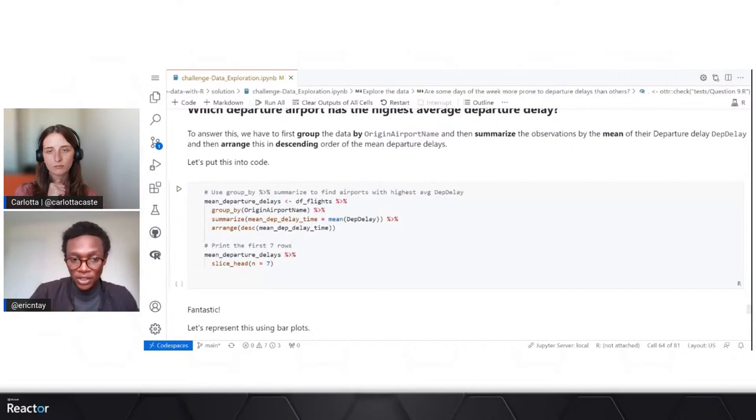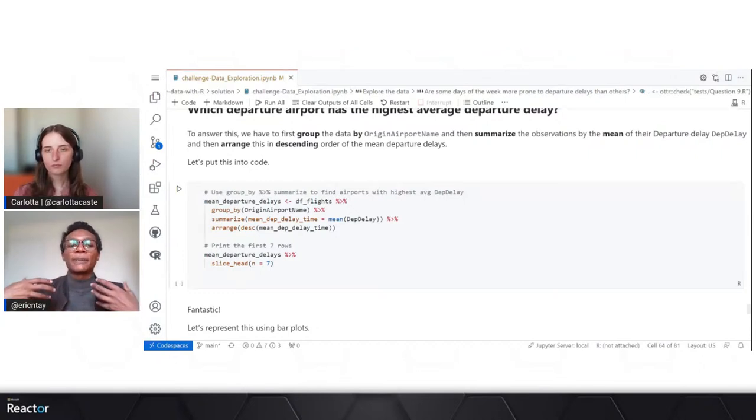Group by allows you to do the subsequent operations based on the individual values of a particular column. So for instance, we want to group by origin airport name, and then for each airport we want to find the mean. We want to create a new data frame using summarize, which has the mean departure delay of each origin airport. So that's what group by allows you to do.